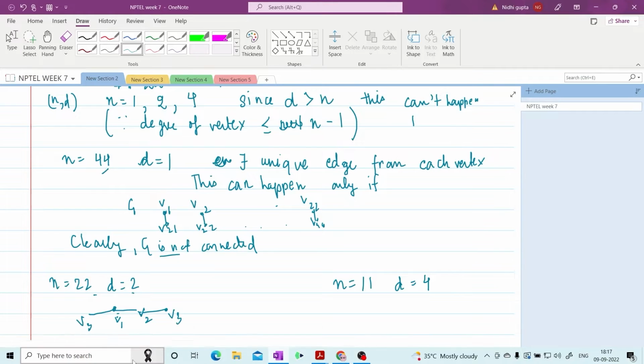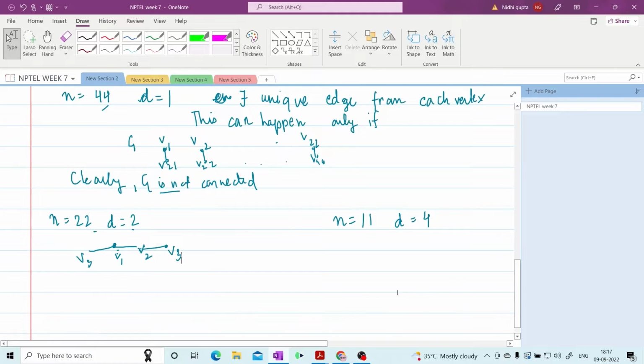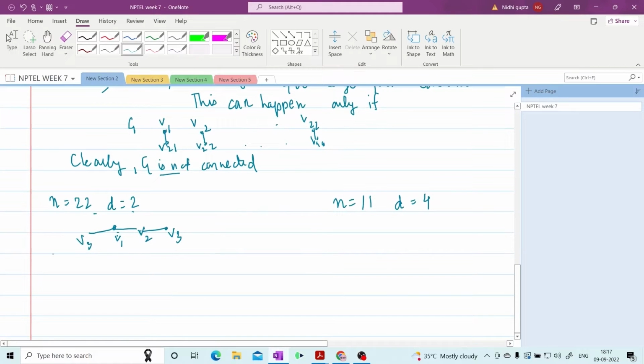So here the only possible case is the cycle of 22 vertices, which is connected. So n can be 22.